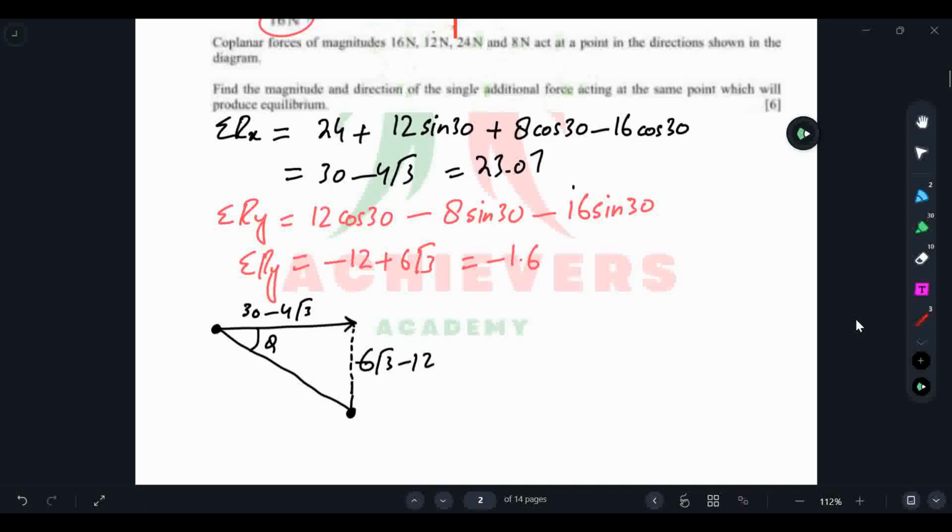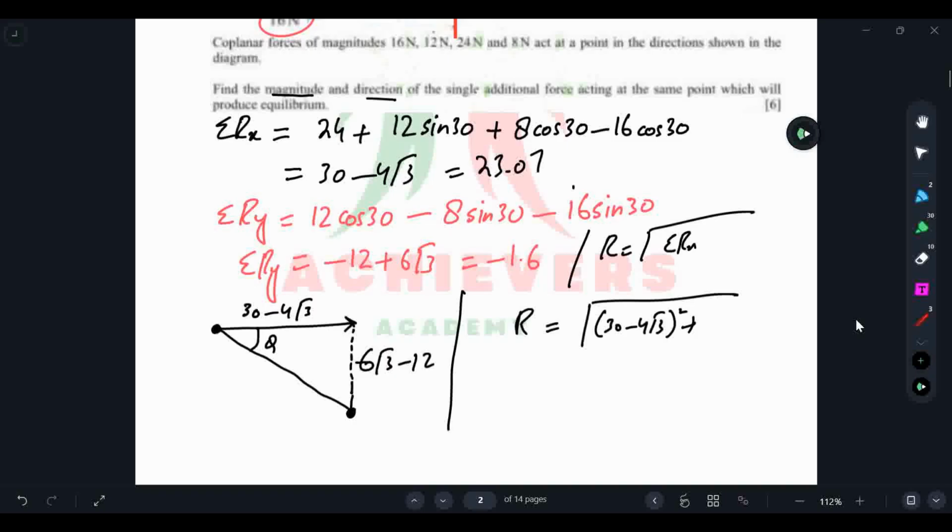Now we need to find out the angle theta as well as the magnitude, because we need to find the magnitude and the direction of the resultant force. So we know that the magnitude of the resultant force will be equal to 30 minus 4 square root of 3 whole square, because the formula is R equals the summation of Rx whole square plus the summation of Ry whole square. Now if we simplify it, this will be 6 square root of 3 minus 12 whole square.